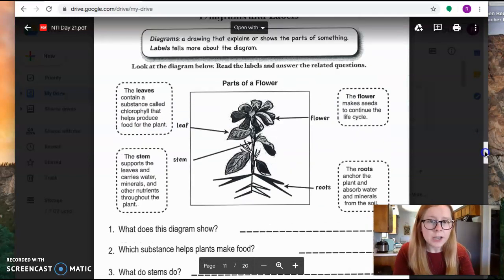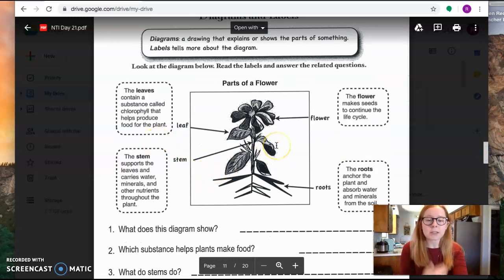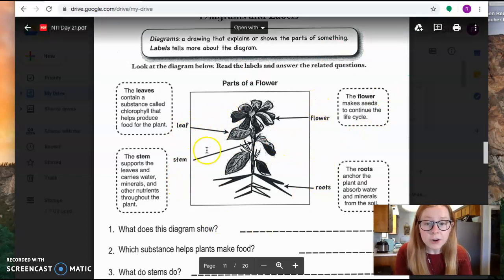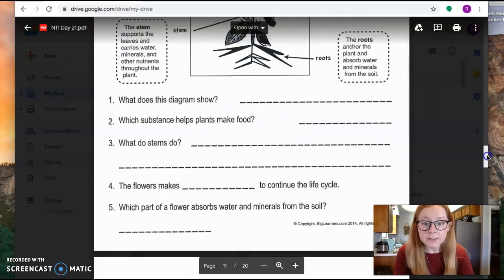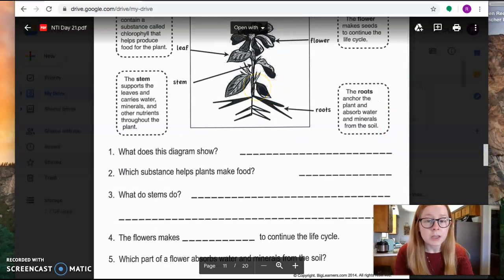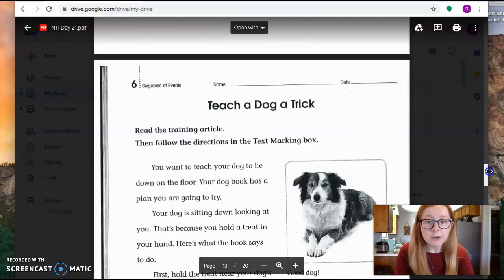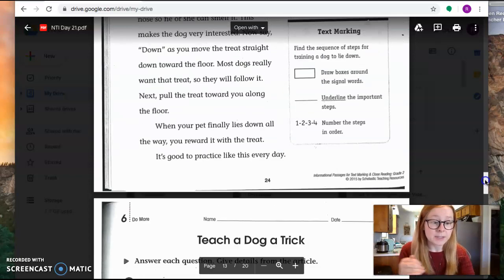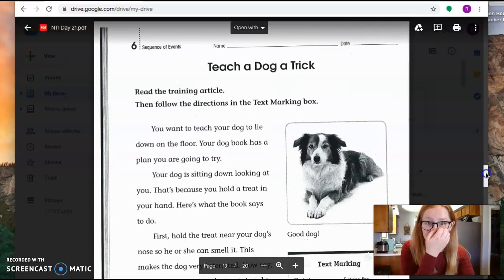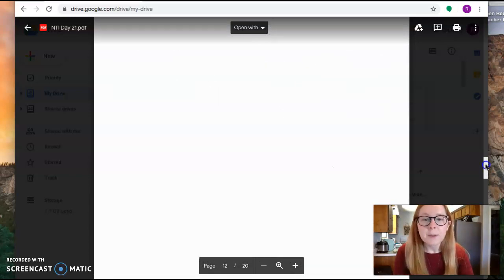Then you have another diagram and labels about parts of a flower. And you're going to do the same thing. You're going to look at the different pieces and parts of the flower, what they do. They have little captions and sidebars that tell you. And then you have some questions, and you have to use both the labels and the passage next to it, the caption next to it. After that, you have another sequence of events review that you're looking for those words first, next, finally, and seeing the different steps that you would take to teach a dog a trick. If you have a dog, you could try this out. But that's what you're doing in NTI.